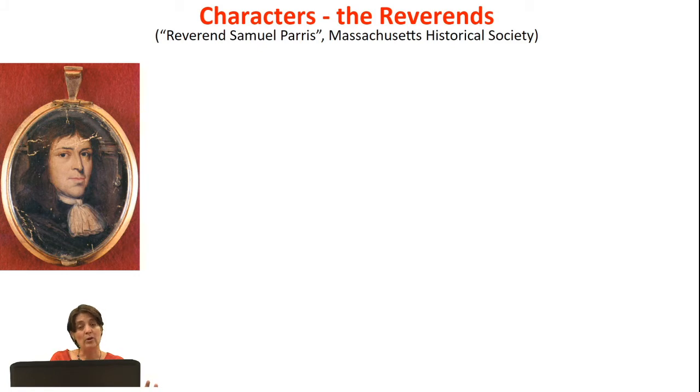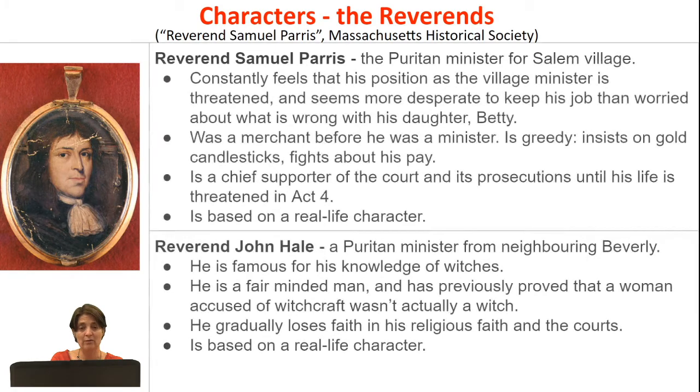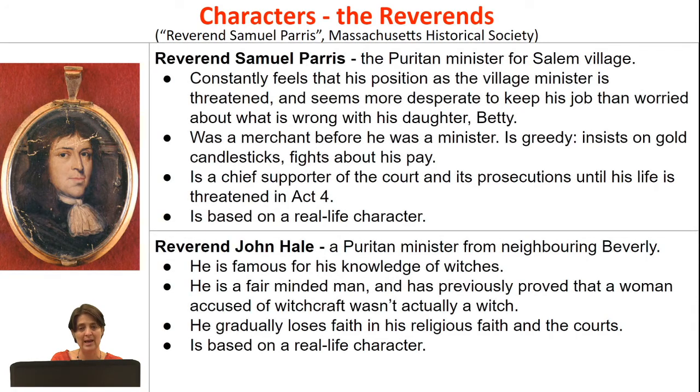Right, then there are two reverends in the play. Reverends are, I suppose, the Protestant equivalent of a priest. So they lead the Salem meeting house or the Salem church. These are Reverend Samuel Parris and Reverend John Hale. Reverend Samuel Parris is the Puritan minister of Salem Village. And you'll see that he constantly feels threatened and insecure. He's desperate to keep his job, to the point where he seems to be more worried about his job than he is about his daughter Betty.